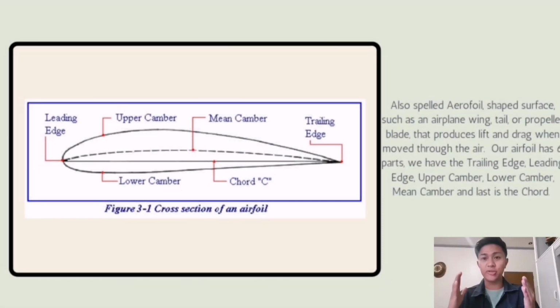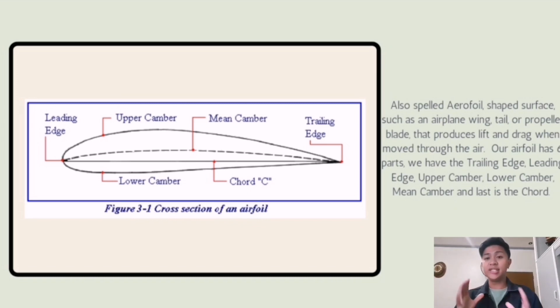So ngayon, pag-usapan naman natin kung anong airfoil. So, ang airfoil ay dinesign siya sa ating aircraft para makapag-produce ng lift. So, kailangan airfoil shape ang ating wings or fuselage para masabing airworthy ang ating aircraft. So, ano nga ba ang mga parts ng ating airfoil? So, meron tayong trailing edge and leading edge, upper and lower camber, and meron tayong tinatawag na chord.